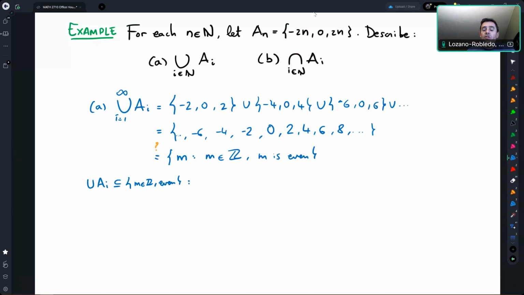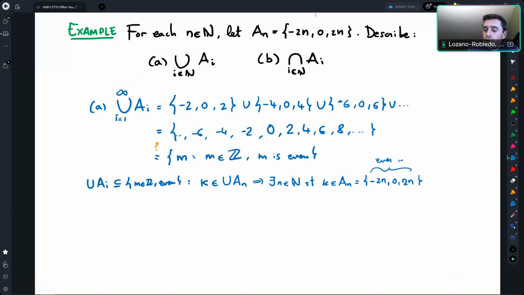And how do we do that? Well, just take any k, not in A_n, but in the union. Suppose k is in the union. Then by union, we mean those elements that are in at least one of those sets. So there is some n in the natural numbers such that k is in one of those, which are minus 2n, 0, 2n. And all of these are even numbers, even integers in fact. So that means k is in the even integers. Therefore, since k was arbitrary, the union is contained in the even integers.